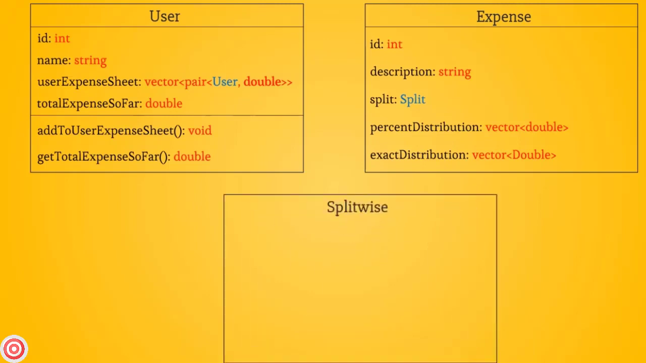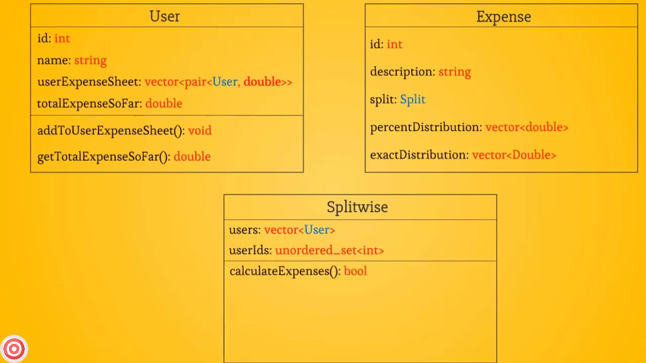Finally, we have the splitwise class, which exposes APIs for the user to leverage the splitwise features. It has the users variable, which keeps track of all the registered users. It also has the user IDs, which is a set ensuring that duplicate users are not registered. This is more of an internal feature than a requirement.